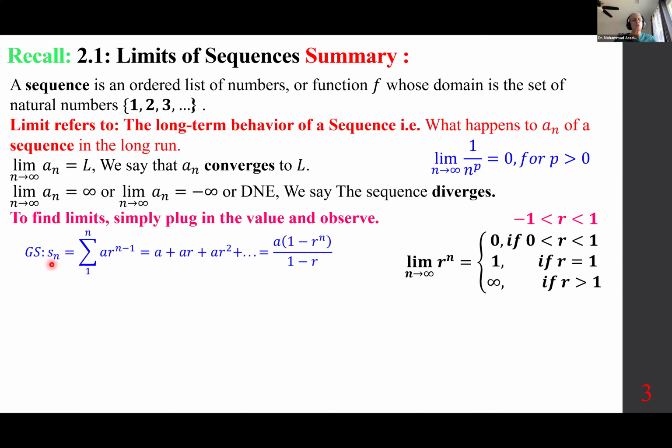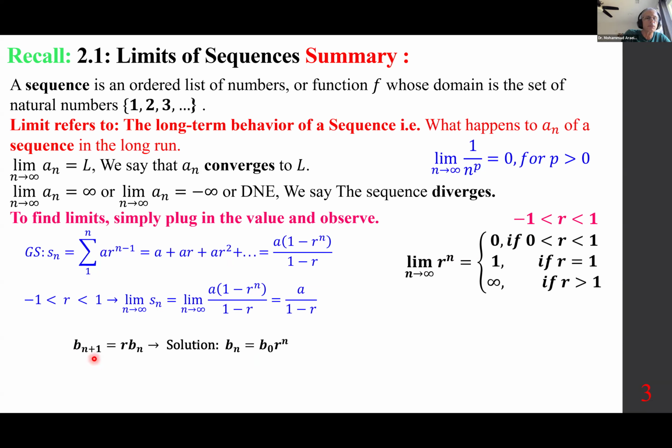A geometric sequence, when we add the terms up, becomes a geometric series. S sub n is the summation of a r to the power of n minus 1 from 1 to n, which is a plus ar plus ar squared, and it continues. It becomes a times 1 minus r to the power of n over 1 minus r. If the value of r is between -1 and 1, this limit becomes 0. So this goes to 0. And the answer is the limit of S sub n as n goes to infinity is a over 1 minus r.